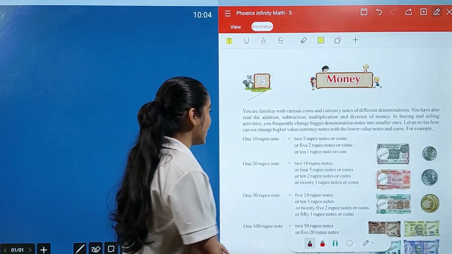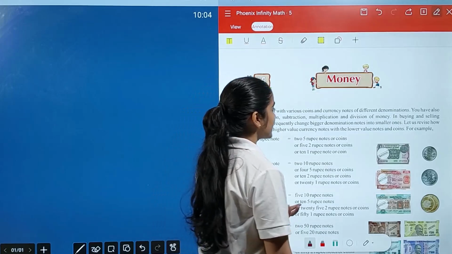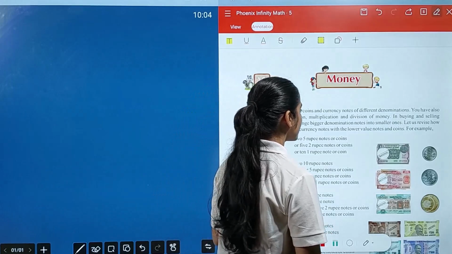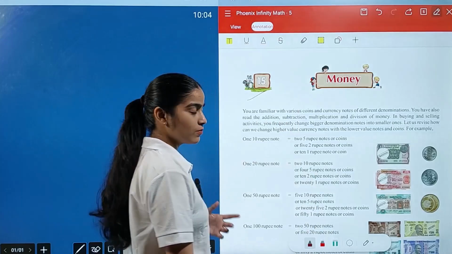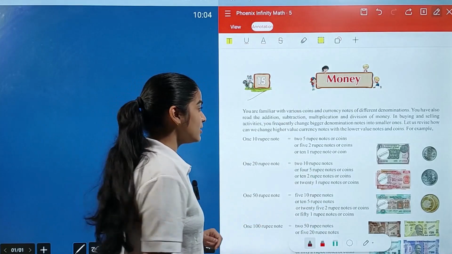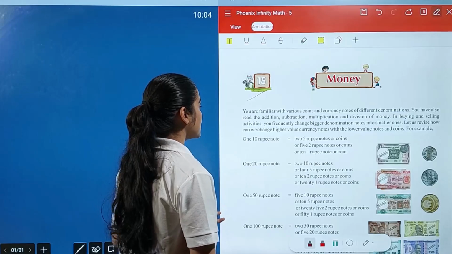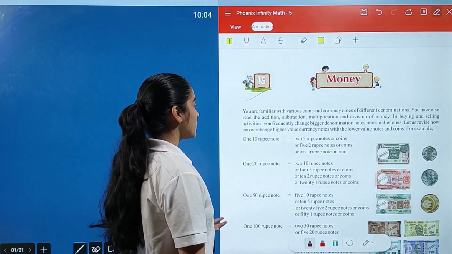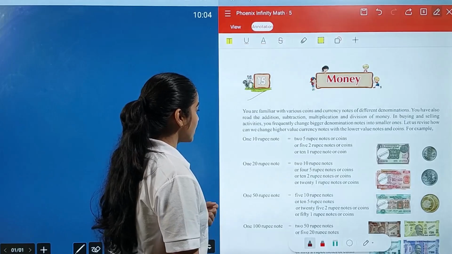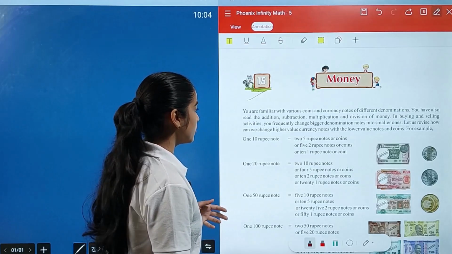So let's get started. You are familiar with various coins and currency notes of different denominations. You have also read the addition, subtraction, multiplication and division of money in your earlier classes, right? In buying and selling activities, you frequently change the bigger denomination notes into smaller ones. Let us revise how we can change higher value currency notes into lower value notes and coins.